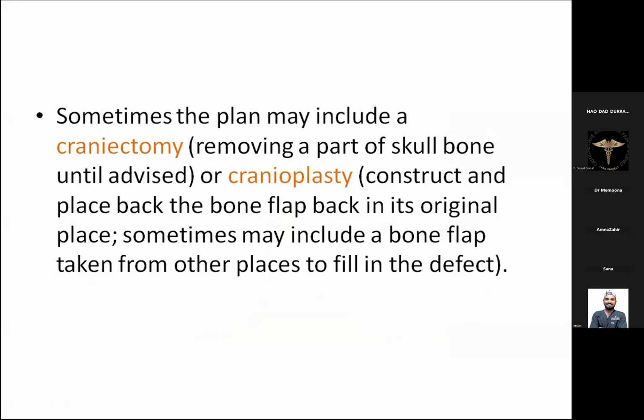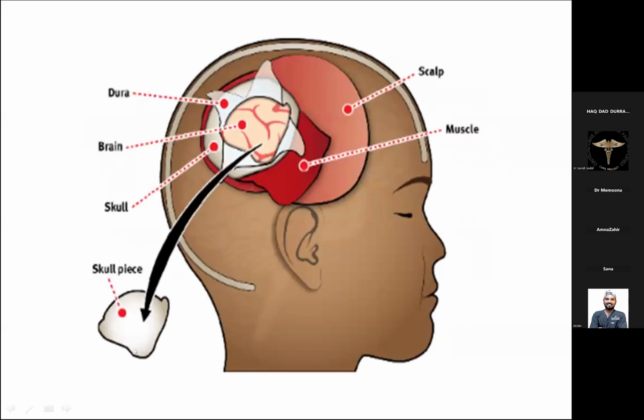Sometimes the plan may include a craniectomy or a cranioplasty. In craniectomy, a skull piece is removed and is usually placed in the anterior abdominal wall, and is decided by the neurosurgeon to be replaced at a later date by the procedure of cranioplasty.